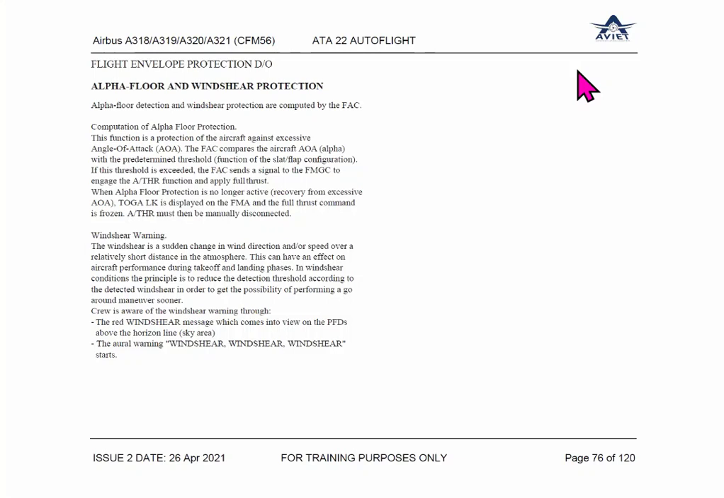Your thrust, which is coming from the FMGC, is a TOGA thrust, which is very high. So the pilot has to disconnect the auto thrust manually, and then come to the lever position.